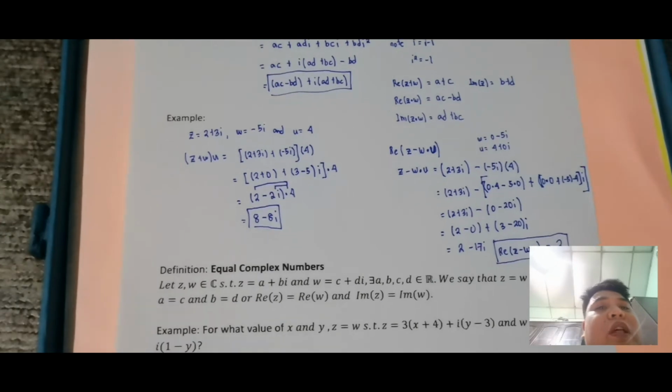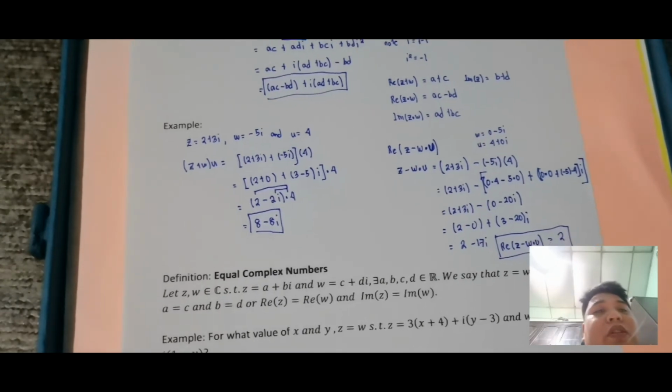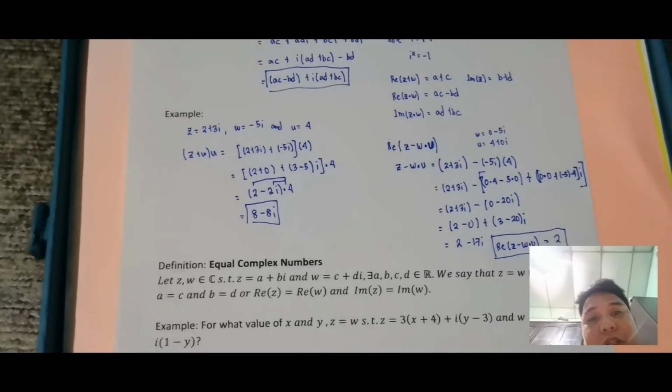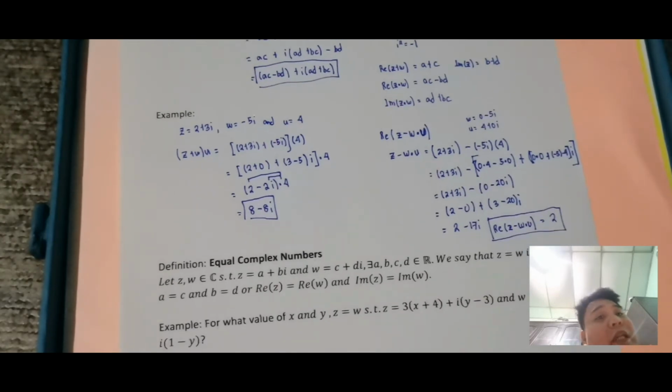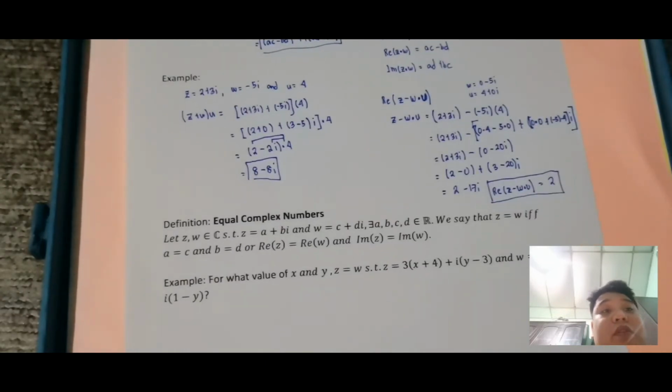So next definition, equal complex number. So paano ba magiging equal yung dalawang complex number? Ano ba yung mga criteria? Okay, so let Z and W element ng complex number such that Z is equal to A plus BI and W is equal to C plus DI. Okay, then for some A, B, C, D element ng real number, we say that Z is equal to W if and only if, again yung term na if and only if sa logic yan, A is equal to C and B is equal to D.